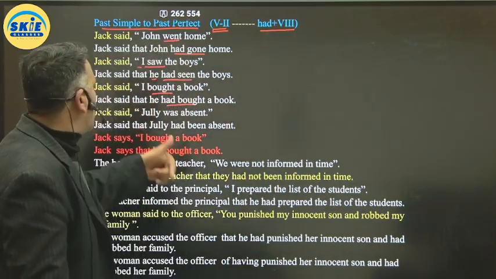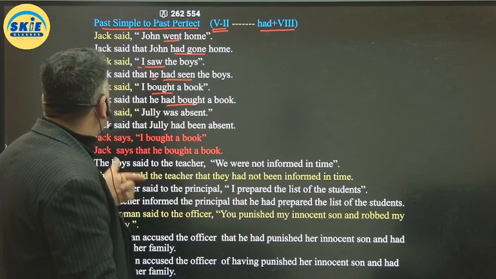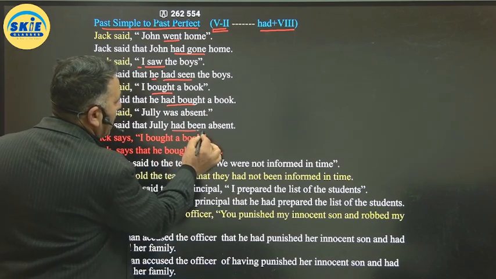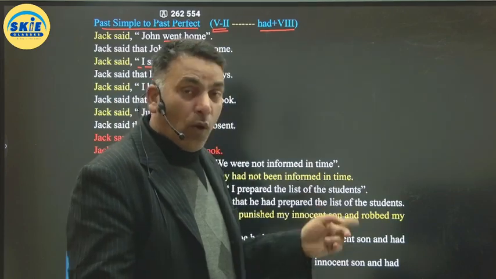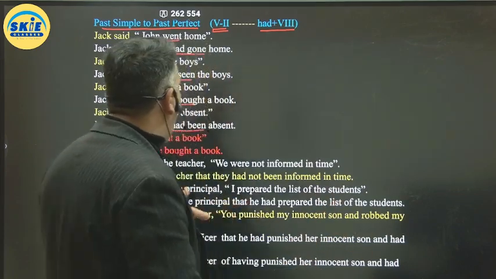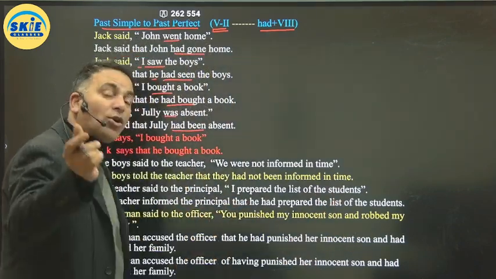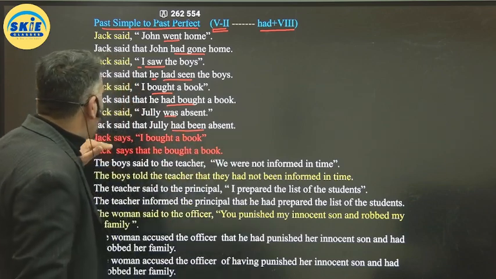Jack said, Julie was absent. Jack said that Julie had been absent. Was is changed to had been. Were is also changed to had been.